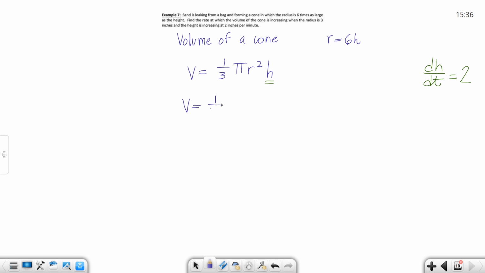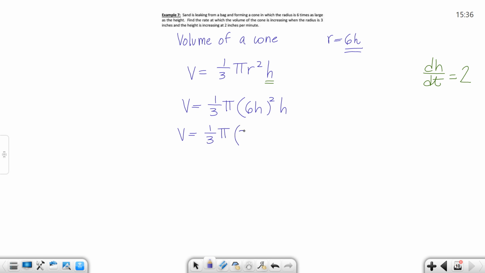Volume equals 1/3 pi times r squared h. All of that is fine. I can't have an r. So, since I can't have an r, I need to replace r with 6h, because it tells you that the radius is 6 times the height. So now then, if I simplify this expression, then I just have two variables, and then I can get to work on my calculus. So this would be 1/3 pi.